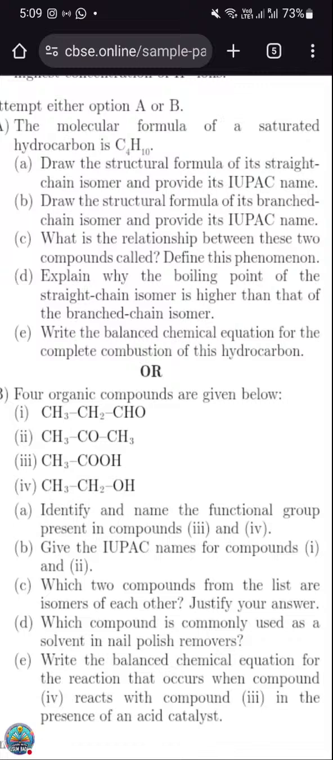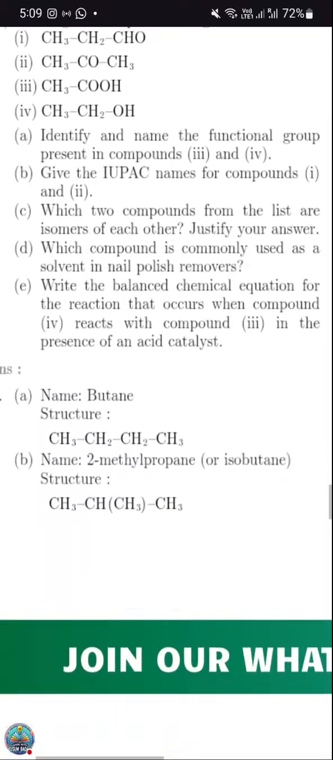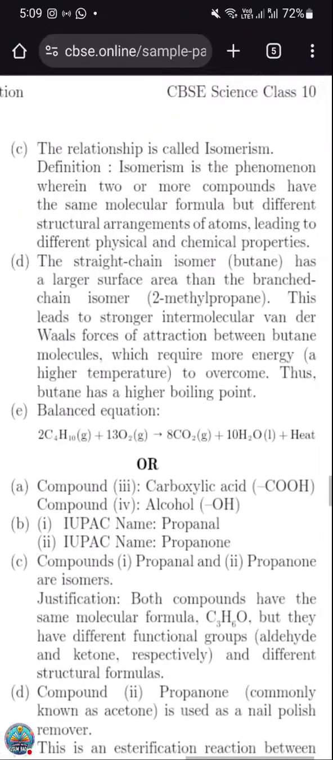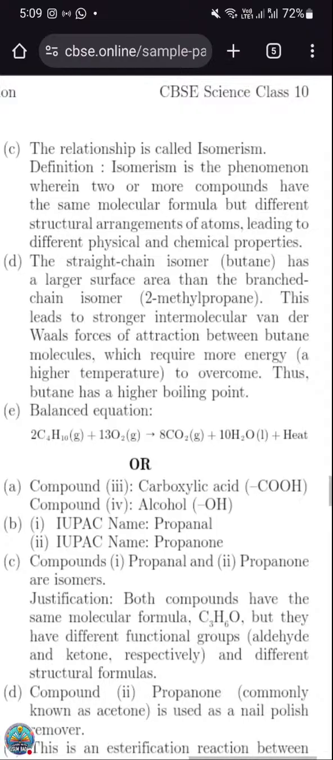Okay, let's read the answer. Why does the straight chain isomer have a higher boiling point? The straight chain isomer has a larger surface area than the branched chain isomer. This leads to stronger intermolecular van der Waals forces of attraction between butane molecules, which require more energy to overcome. Thus butane has a high boiling point.